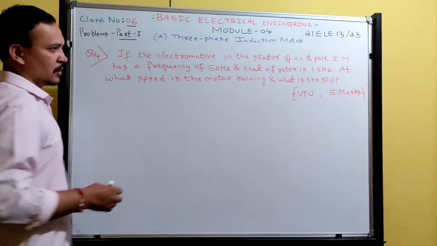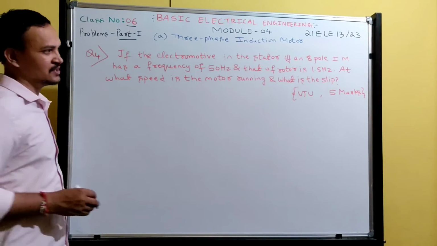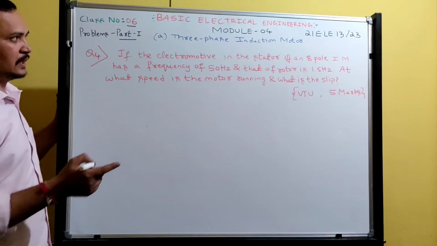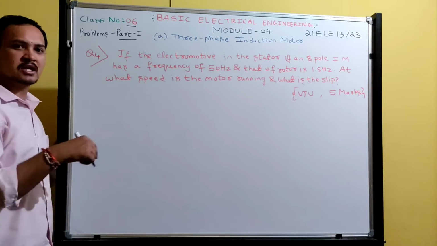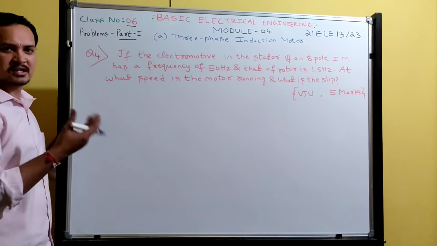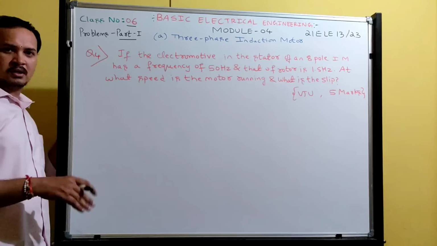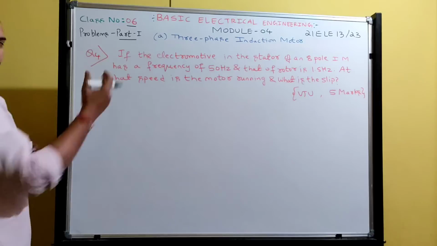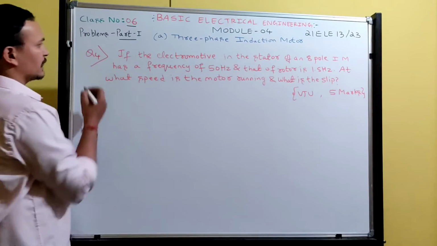Okay friends, next problem. Now slightly different. This problem was asked in VTU for 5 marks in the 18 scheme. 18 scheme, 17 scheme, 15 scheme, 14 scheme. So many schemes. Every 4 years the scheme will be revised. Okay. So the syllabus topic is the same. We can start, friends.